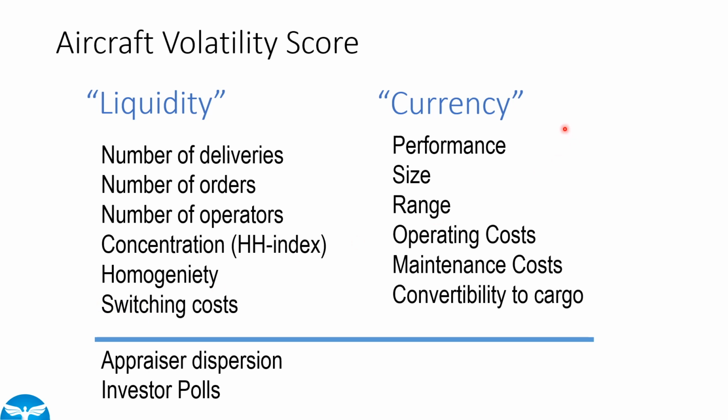And then on the currency, you have the basic performance of the aircraft, the size, the range of the aircraft, operating costs, like fuel burn, very important, maintenance costs, if the airplane is convertible to cargo is a plus, etc., etc. So you can look at these different attributes and score them and weigh them and come up with some kind of overall score that would somehow represent the volatility in that aircraft and your ability to predict the value.